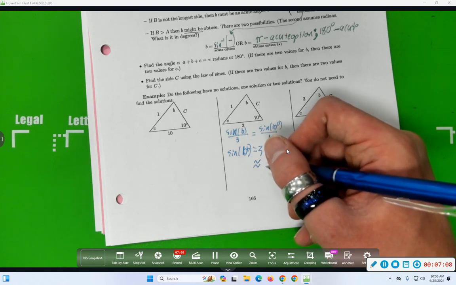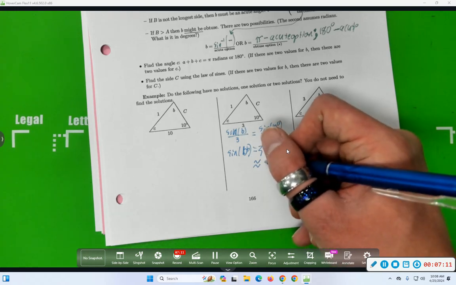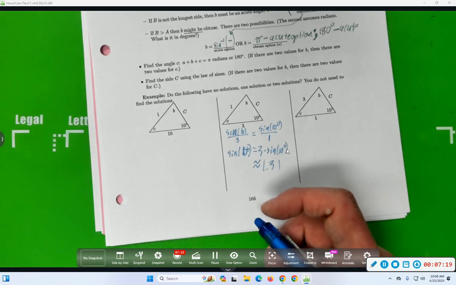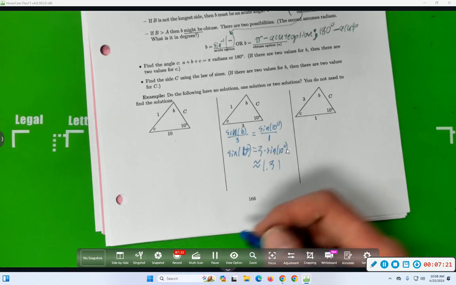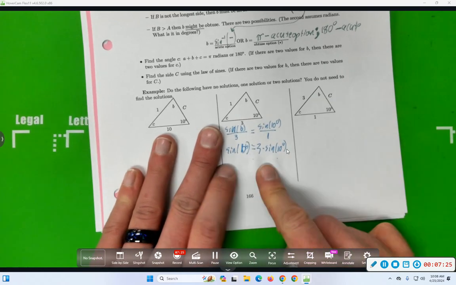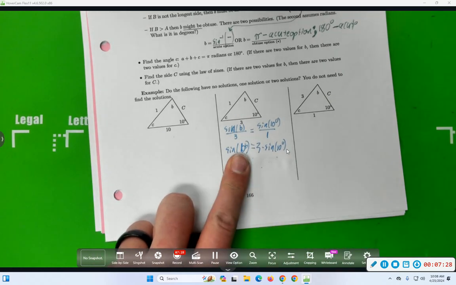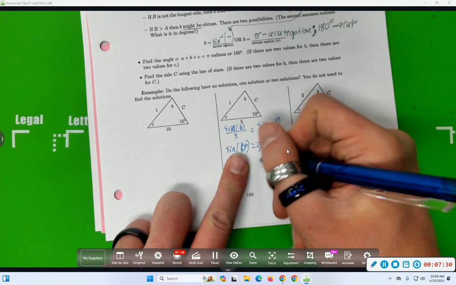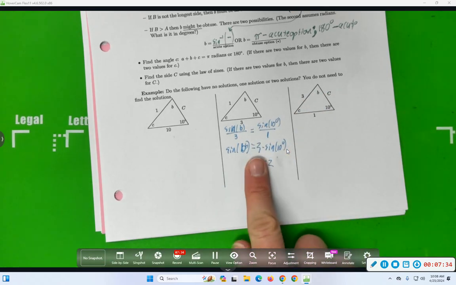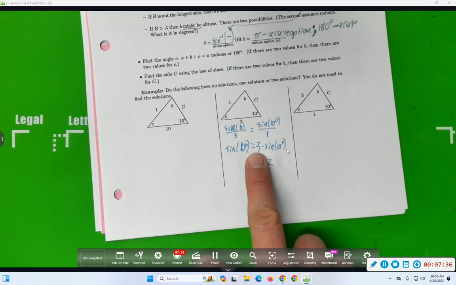Like it was 1 point. Like that? 31. Wait, 31.3. That's way too big. I don't believe that. Say louder. I hear a 0.52. So let's see where we disagree. Did I screw up that bit of algebra in solving for sine of b? No, I already solved it.